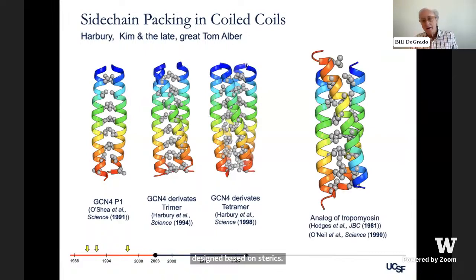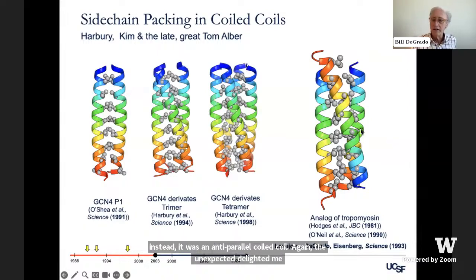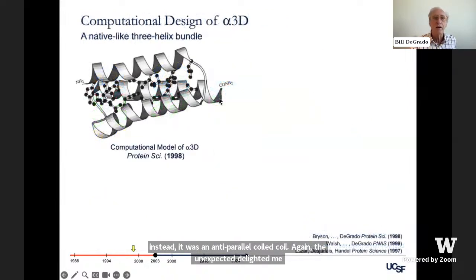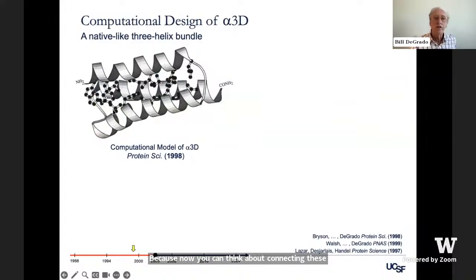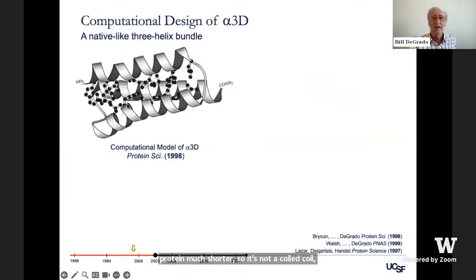We, with David Eisenberg, solved the structure of what was expected from work from Hodges to be a parallel coiled coil. And instead, it was an anti-parallel coiled coil. Again, the unexpected delighted me because now you can think about connecting these helices. Of course, you have to make the protein much shorter, so it's not a coiled coil, but a globular protein.